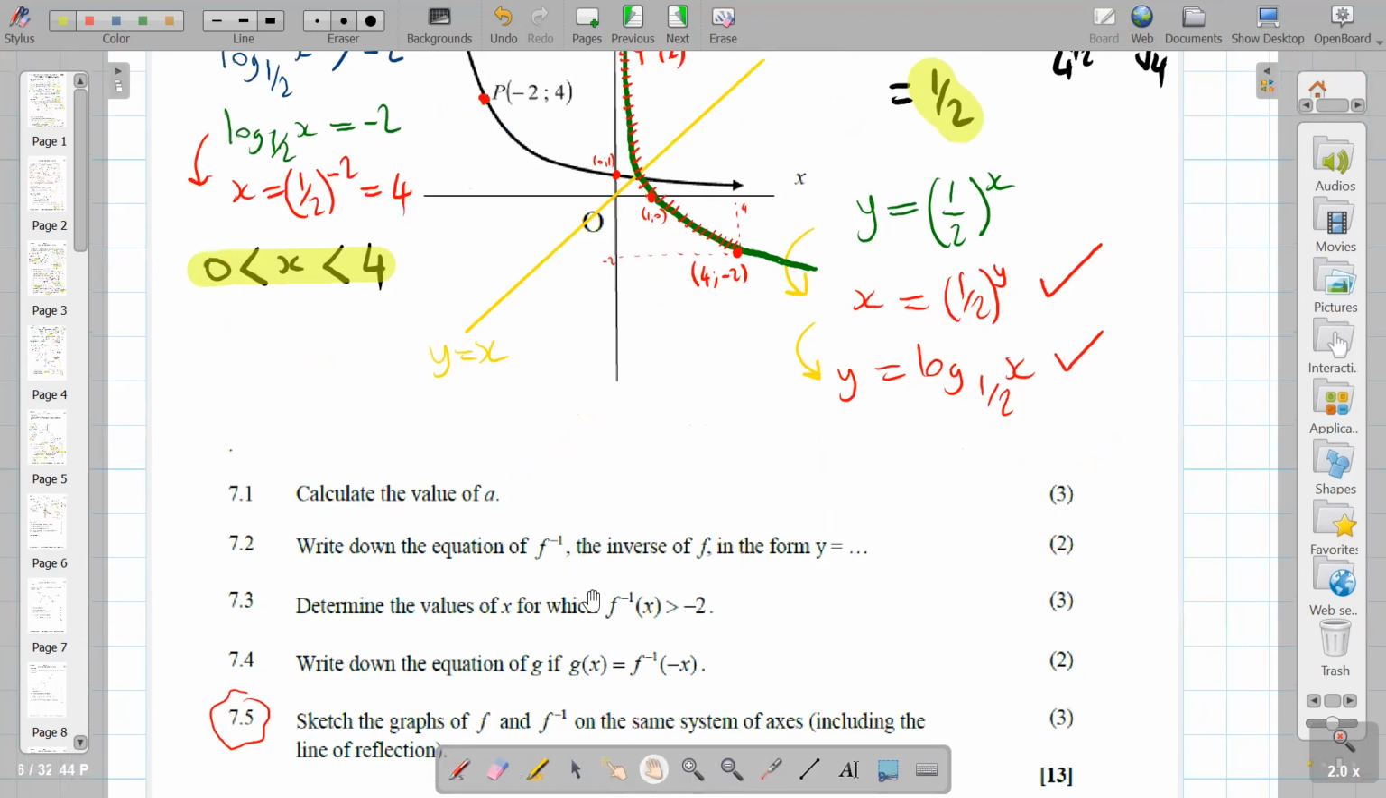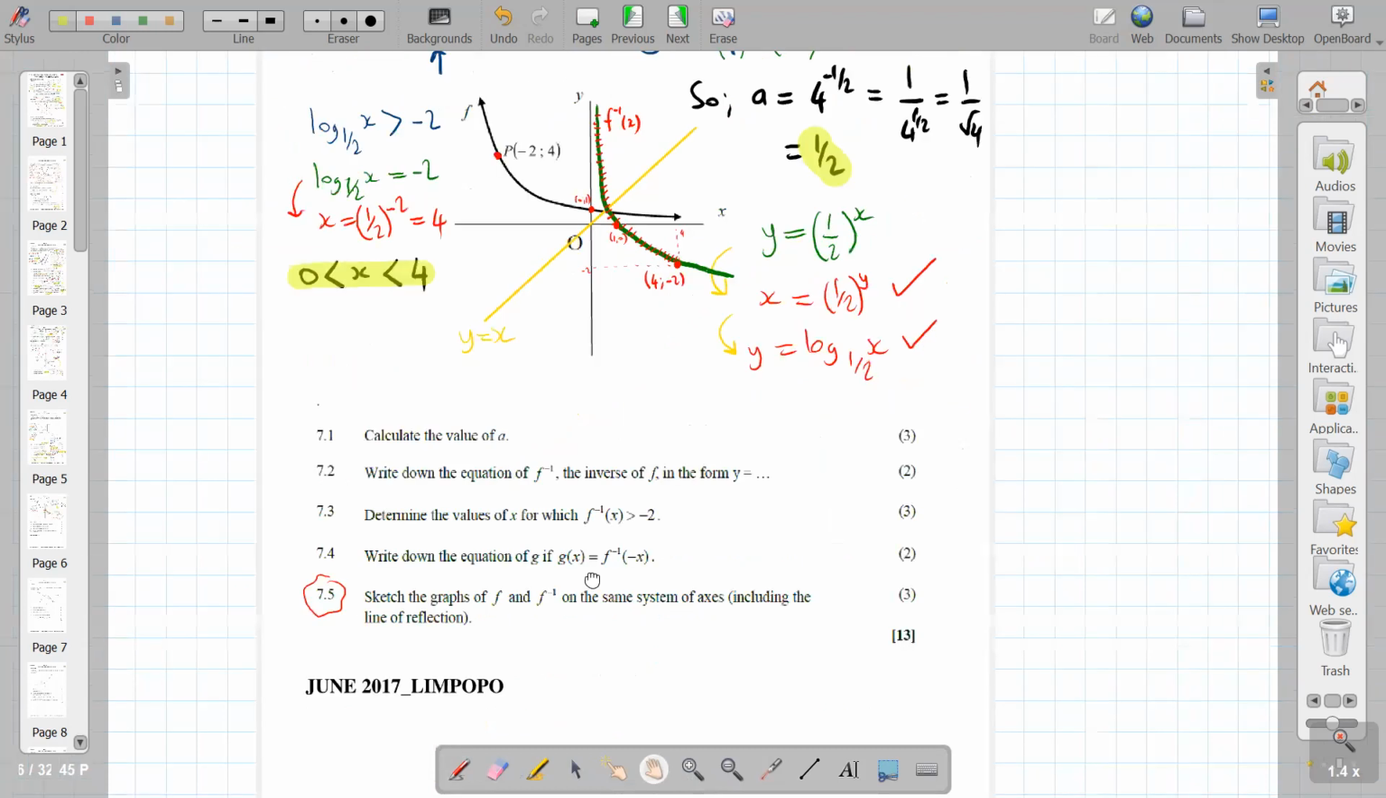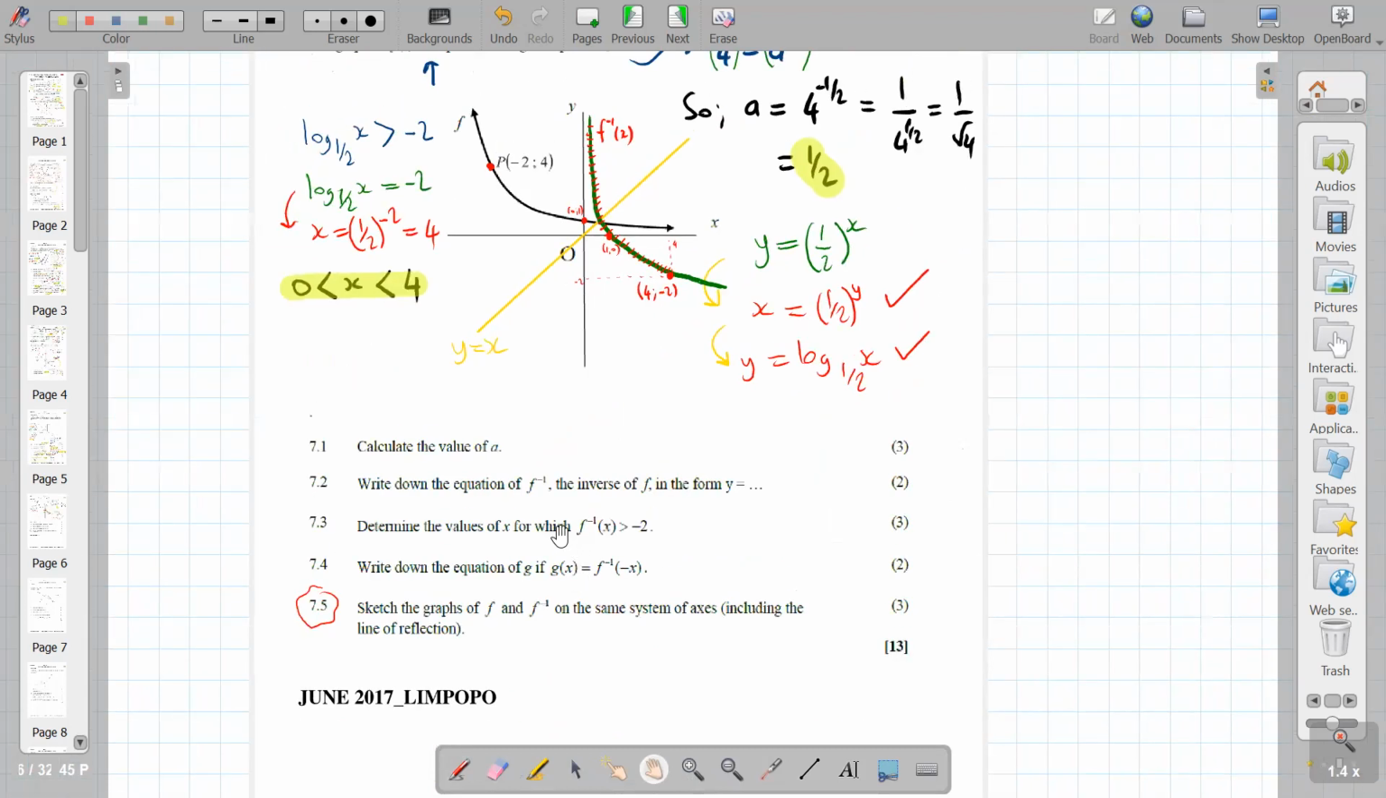And then 7.4 we haven't done. It says the equation of f inverse of -x. It's just actually reflected about the y-axis, if x changes sign. You can change it in the graph and just write the equation. It doesn't say the simplest form or anything. So we already know the inverse function. So we can just substitute x with negative. So it's going to be log 1/2 of -x. That's it. Because we already know it's log 1/2 of x. So wherever there is x, we put -x.